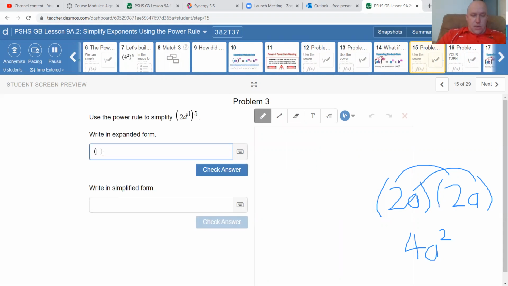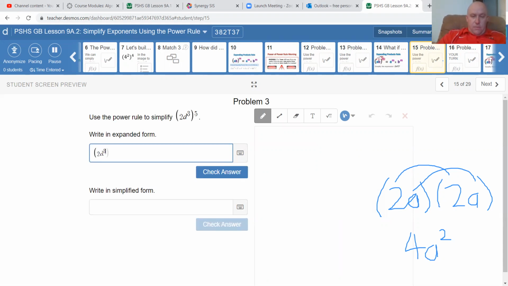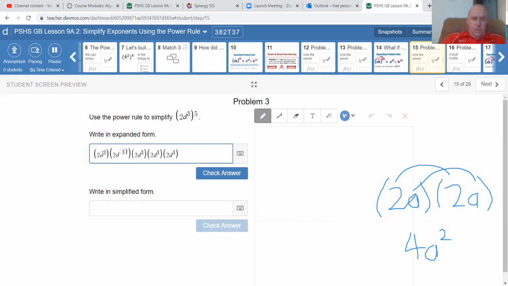So 2d cubed to the power of 5 means I have to do 2d cubed times 2d cubed times 2d cubed times 2d cubed times 2d cubed. This is going to take a little while because I'm typing, which is not so easy. So I'm doing this 5 times. Hopefully we never get a question that says 100, but we could always use that as a method if it came to that.